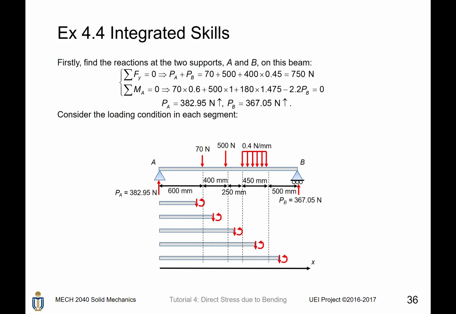Well, firstly, we try to find the reactions at the two supports A and B. By considering the force and moment equilibrium, you can find PA equals 382.95, PB equals 367.05. Next, we need to consider the loading condition in each segment, since there are concentrated loads and a distributed load. So we divide the beam into different segments such that we can analyze the load condition in each. Because at different positions x, sometimes some forces are removed.